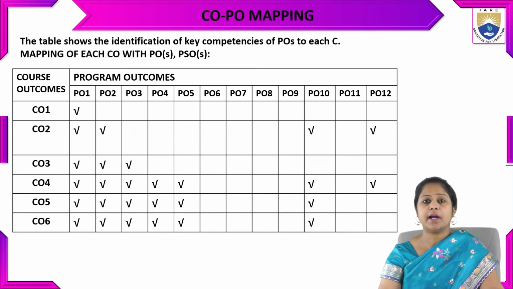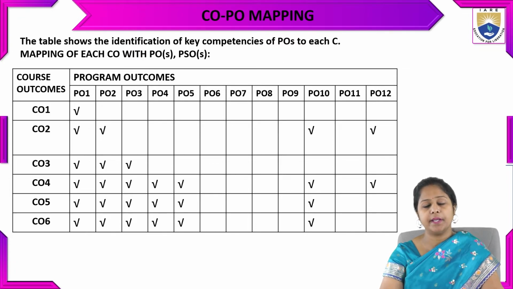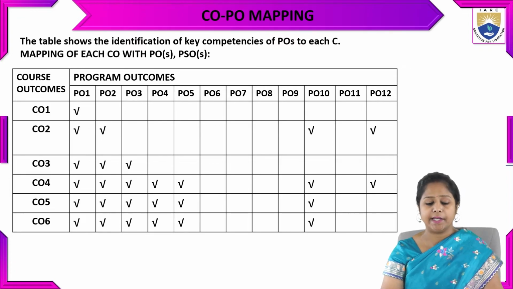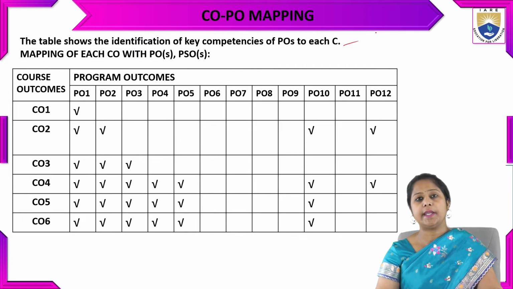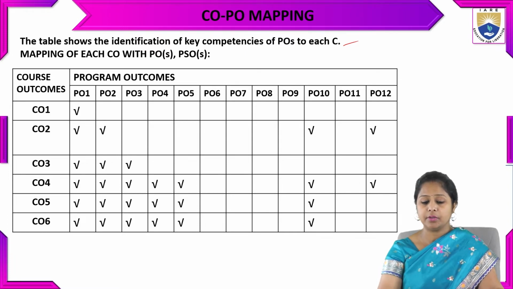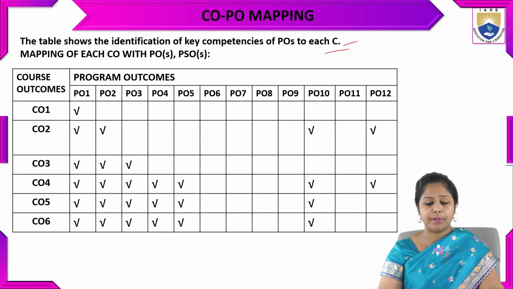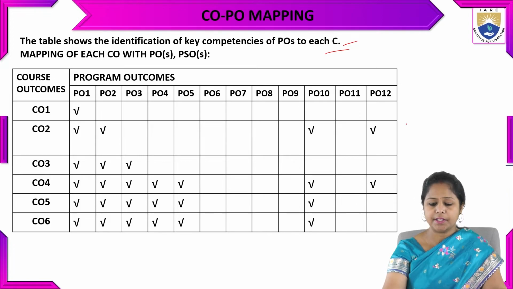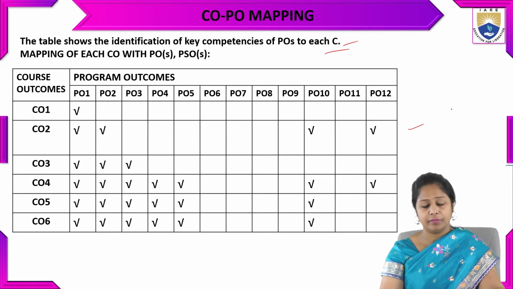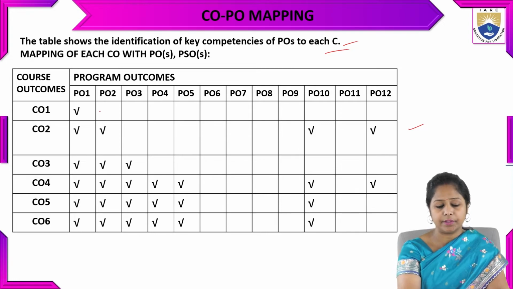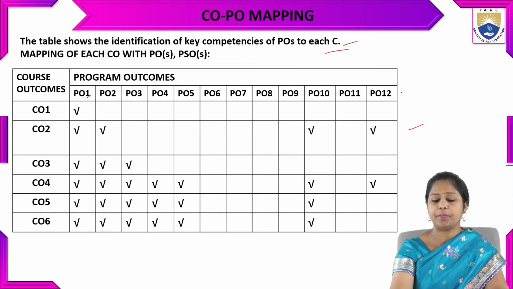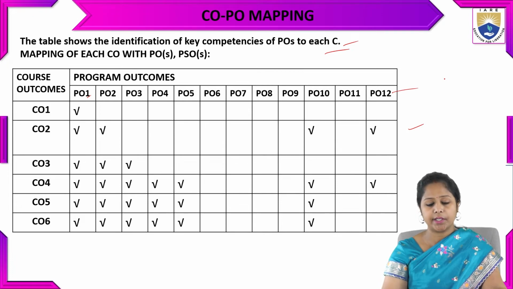About our subject, data warehousing and data mining, the CO and PO mapping is there. The table shows the identification of key competencies of POs against each CO. So the mapping of each PO with CO and PSO is there in this table. Here we have only demonstrated PO1 to PO12. We have not included the PSOs.